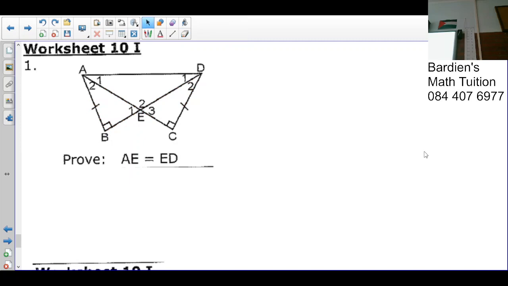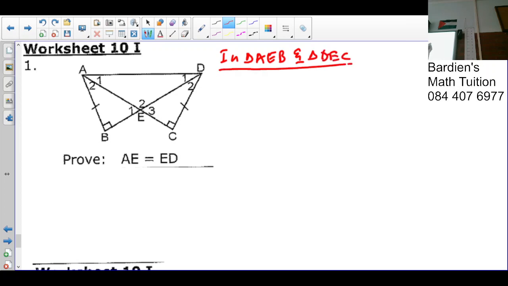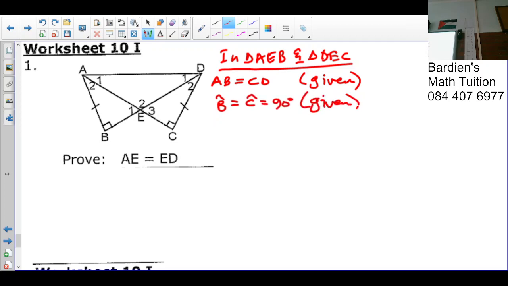So let's just set it up. We say in triangle AEB, try and get the order right from the beginning, and triangle DEC. We're going to firstly say that AB is equal to CD. Why? It was given equal. Then angle B is equal to angle C, which is equal to 90. Why? Also given. Then E1 is equal to E3. Why? It's vertically opposite.